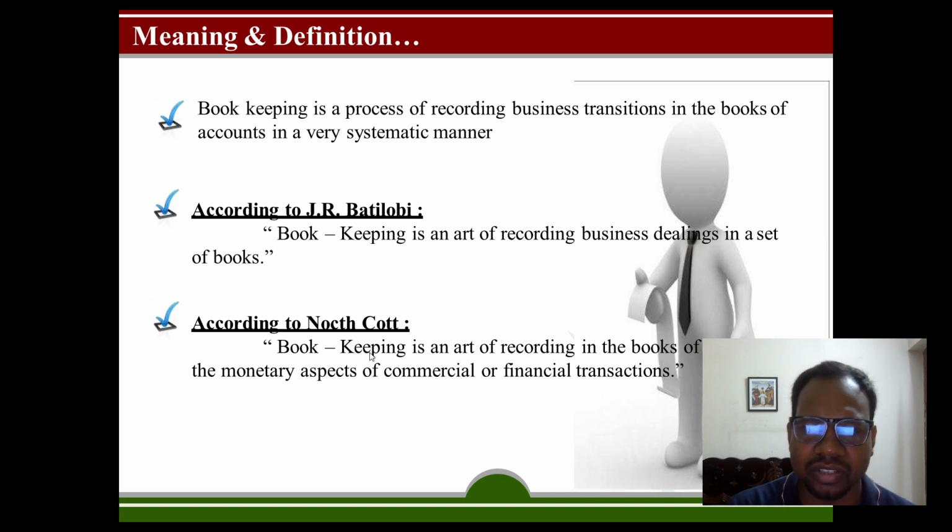Now let's hear, according to Northcott, bookkeeping is an art of recording in the books of accounts the monetary aspects of commercial or financial transactions. Remember these particular words, monetary aspects. That means the money. With money we are buying something or purchasing something. So whatever is dealing with money, we have to keep in records in the books of accounts. So according to Northcott, he speaks all these things.